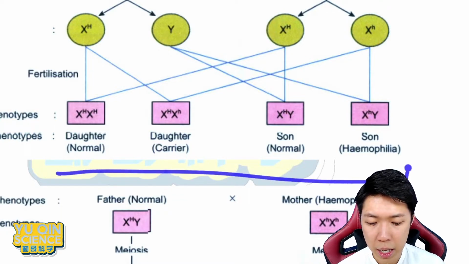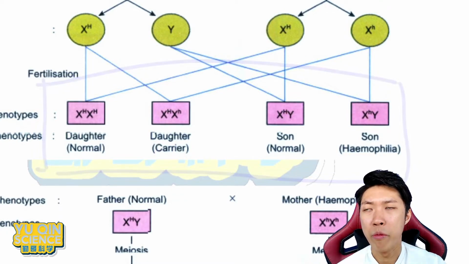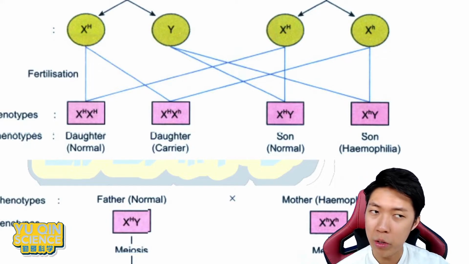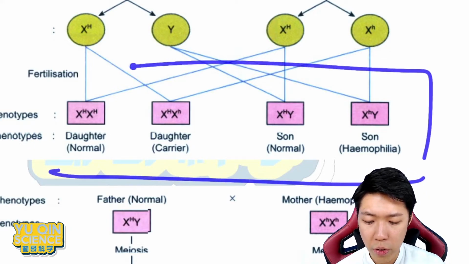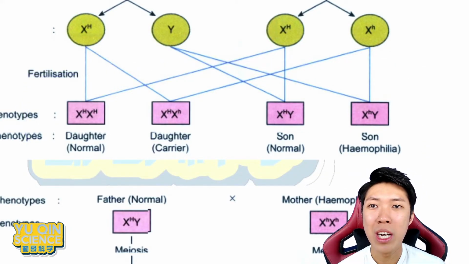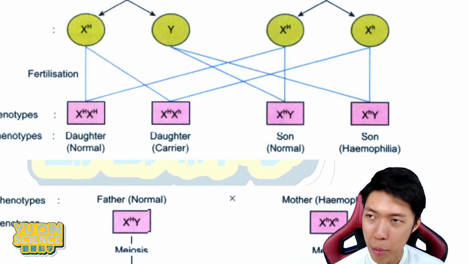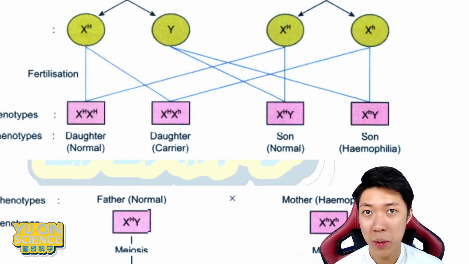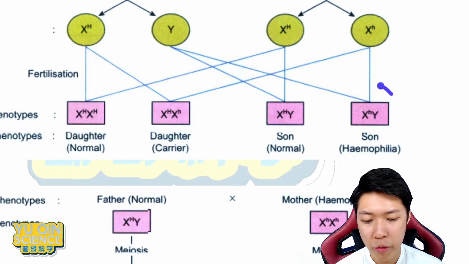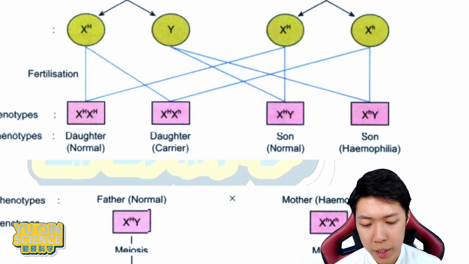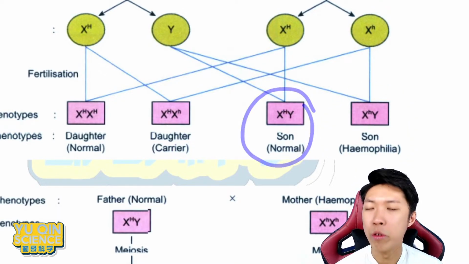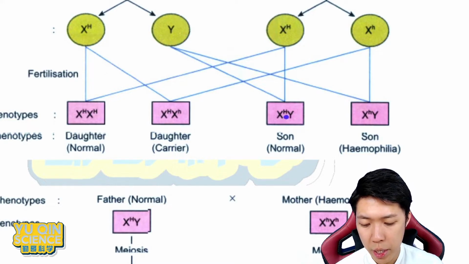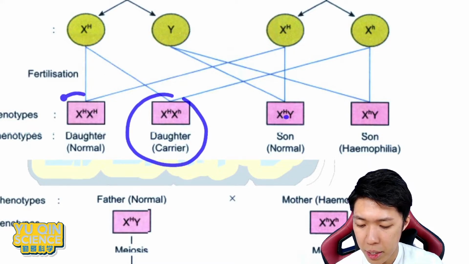Hence, here we have 25%, 25%, 25%, 25%, equals a total of 100%. So the chance of your child getting hemophilia is only 25%. Okay, out of 100%, 25%. The son on the other side here will be normal because of the capital H. This is a carrier. This is a normal daughter.